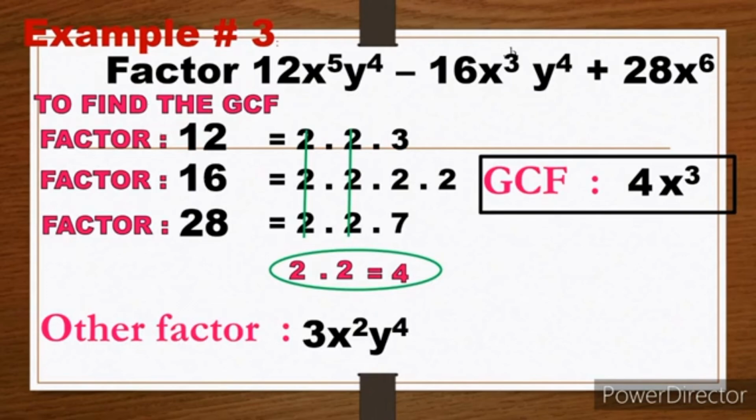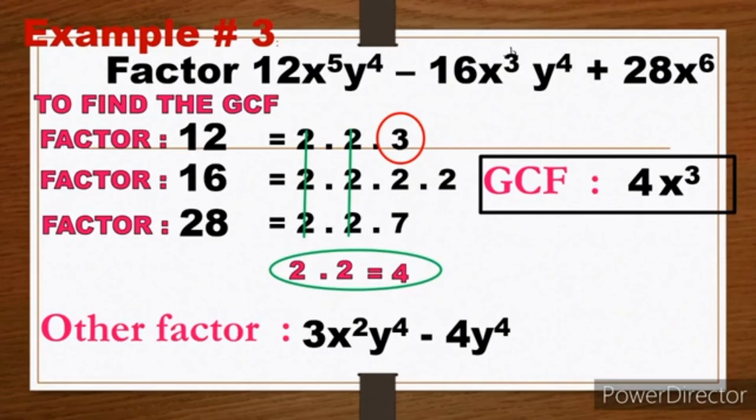So, 12 divided by 4 equals 3. X raised to 5 divided by x cubed is x squared. I-subtract lang natin yung exponent. 5 minus 3 is 2. Then, we have y raised to 4. So, note that yung natirang hindi common kanina, which is 3, yun yung nasa other factor natin. Okay, next, negative 16 divided by 4.